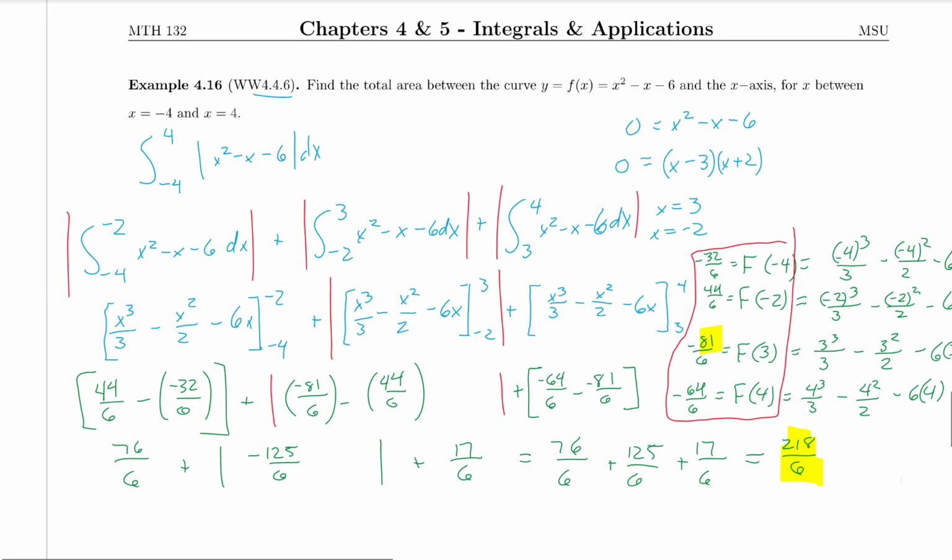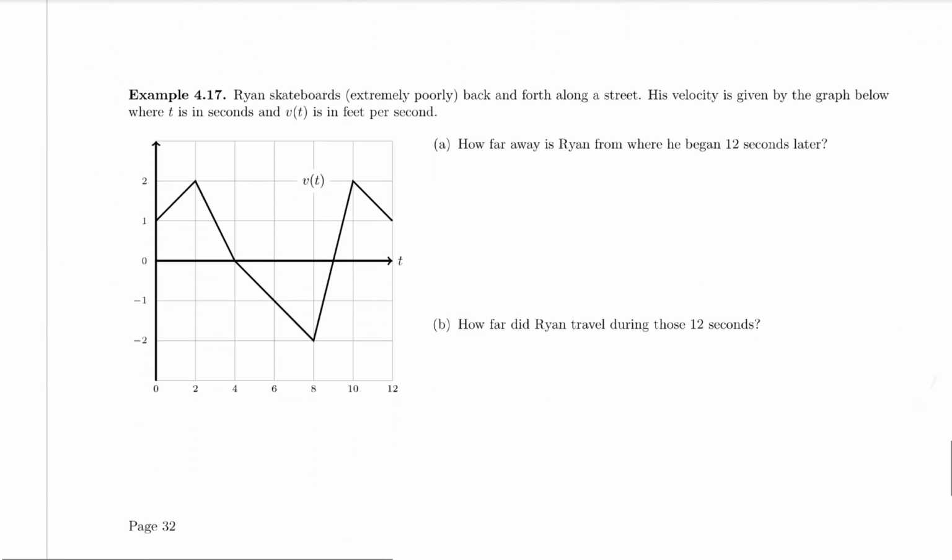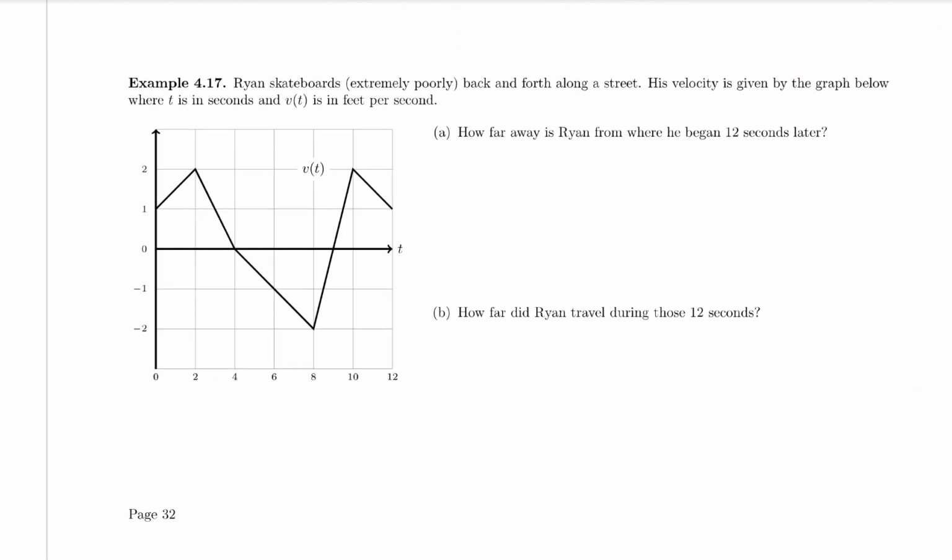All right, that was a lot of algebra. Let's go on to the final example here. In this final example, we are using a graph and interpreting it in the context of the problem. This graph is meant to be the velocity at which Ryan is skateboarding. We're trying to figure out how far he is from where he began and how far he traveled. Part A is the displacement, and part B is the total distance.